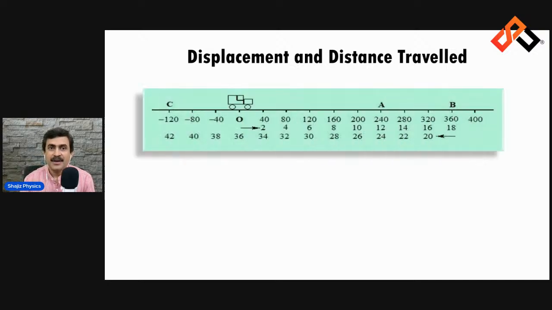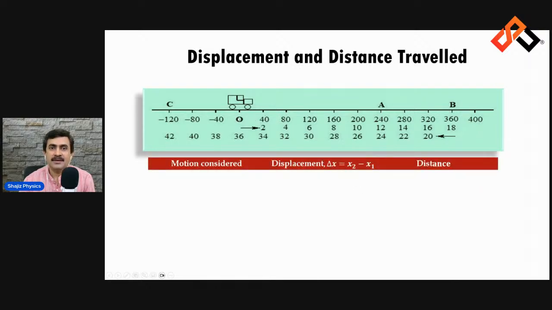Let us consider a vehicle which is starting from the point O. It is moving along this particular direction towards A and B. After starting from O, it moves towards A, reaches A, continues its journey, reaches B, returns from B, and reaches back at A, then again reaches back at O, then it ends its journey at point C. That is the scenario. Now, the distance from O is given: 40 meter, 80 meter, 120 meter, 160, 200, 240, 280, 320, 360, 400, etc.